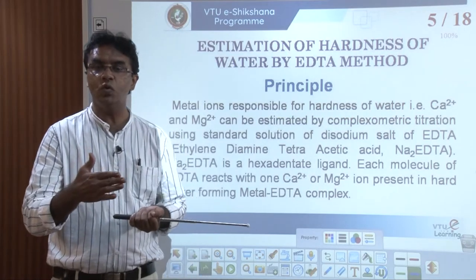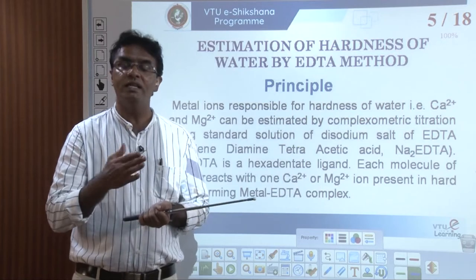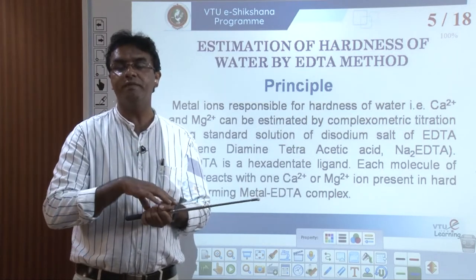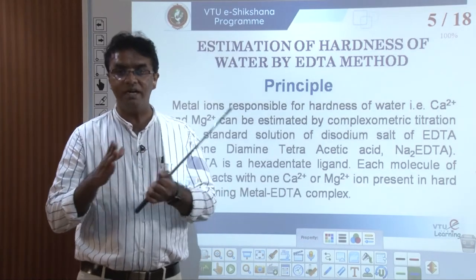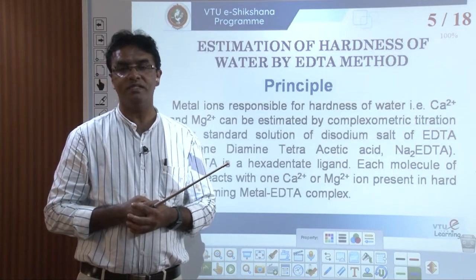And the hardness caused only by bicarbonates of calcium and magnesium is called temporary hardness. And the hardness which is caused by chlorides and sulfates of calcium and magnesium together is what we call permanent hardness. Permanent hardness and temporary hardness together, we call it the total hardness of the water sample.